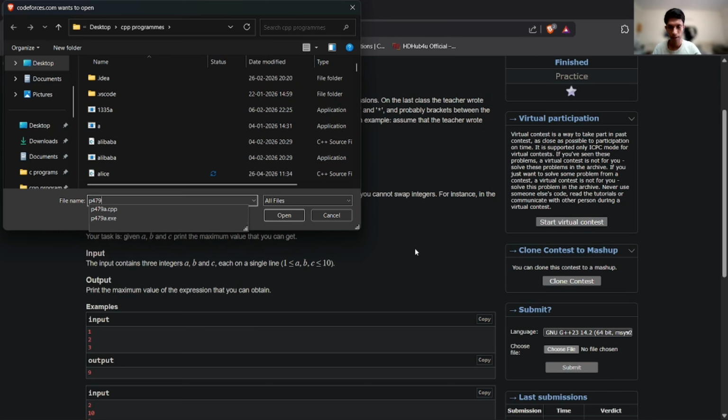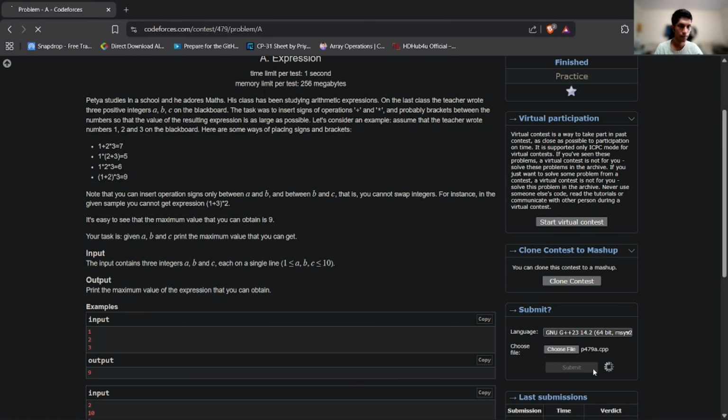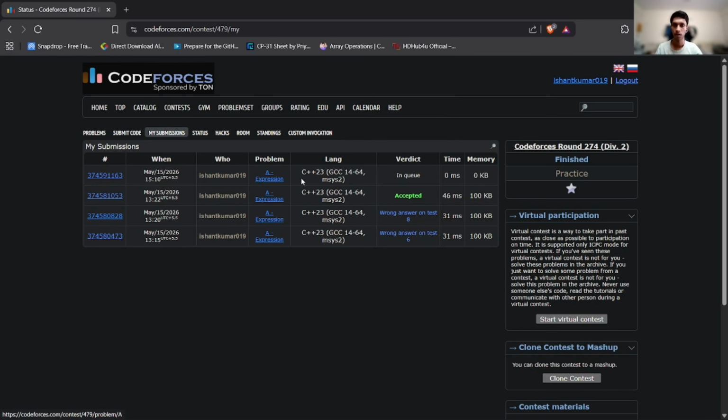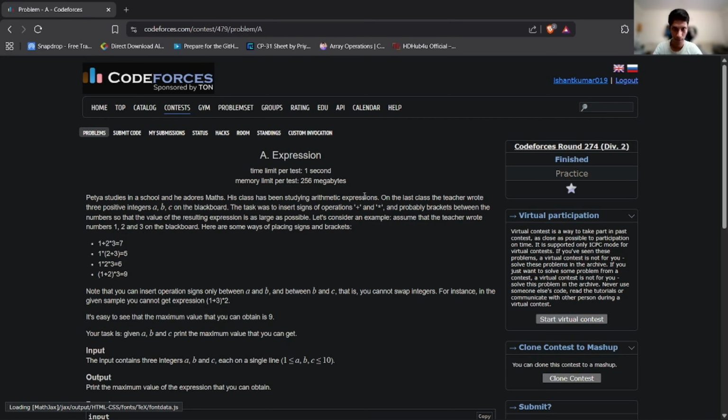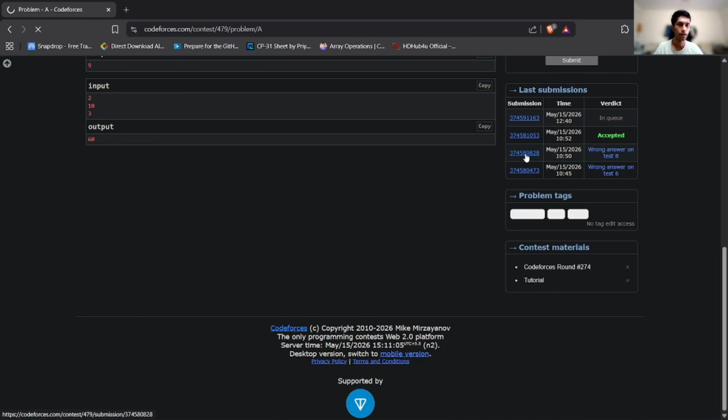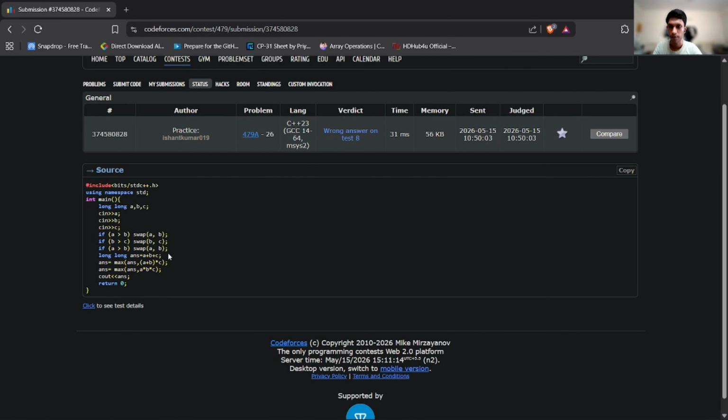Problem 479A. Let's see if it gets selected. In the first two trials, I made some mistakes. I'll point out right now what I had done. If you read the problem carefully, it was written that you cannot swap the integers. I did not read that, and that's why in this one, I first thought that let's swap the numbers.